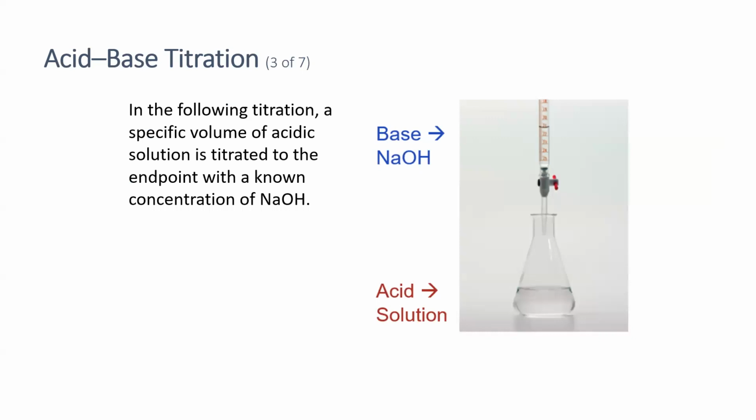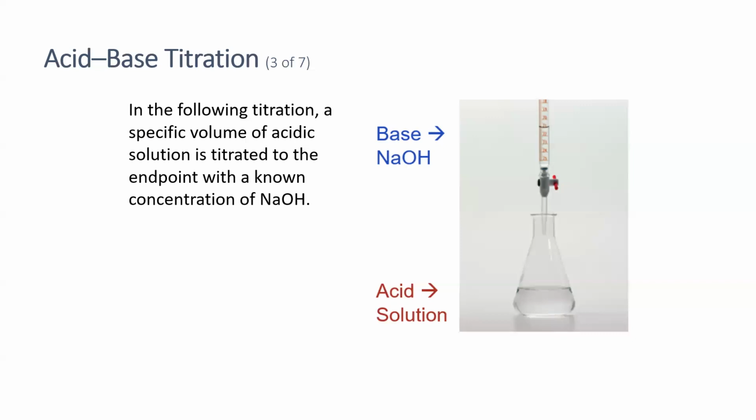So again, the acid solution is in the Erlenmeyer flask in this picture. It's going to be in a test tube in our experiment. And the sodium hydroxide solution is going to be what's in our Beral pipette, right? And it's also shown in the burette in this picture, right? So in the following titration, a specific volume of the acidic solution, so we would know the exact volume that we put in here, is titrated to the endpoint. And we say at the endpoint, the amount of moles of sodium hydroxide that was required to neutralize the acid is equal to the number of moles of acid in the test tube or Erlenmeyer flask.